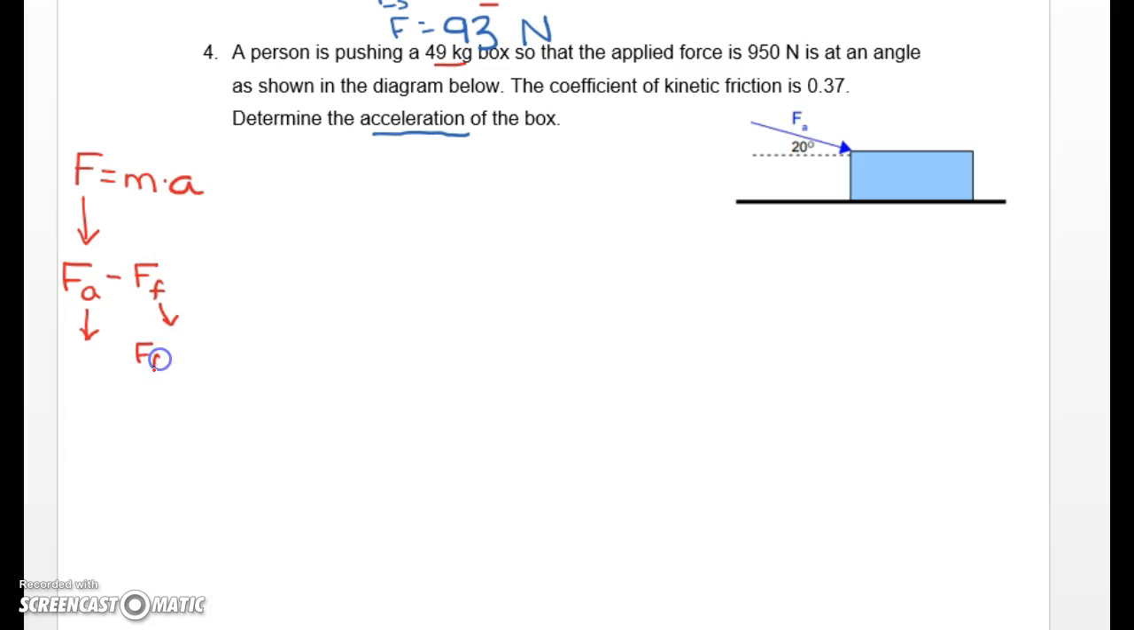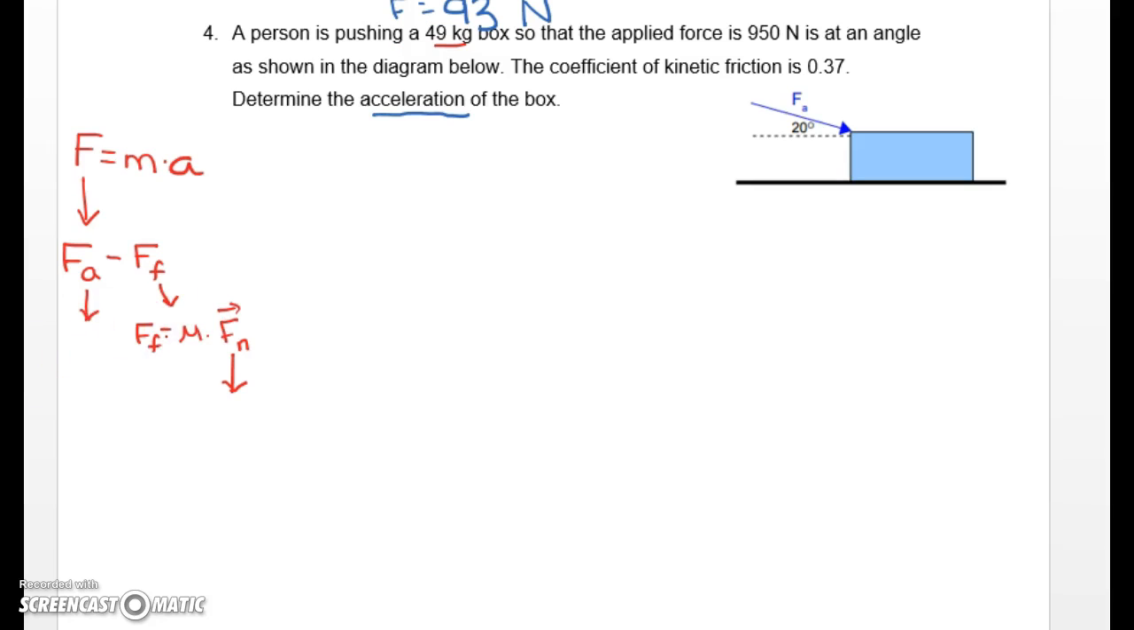So your frictional force is equal to your coefficient of friction, or in this case here, we're given the kinetic friction, which is the same thing, and multiply that by our normal force. So then you have to ask yourself, well, hey, are we given that normal force? And the answer to that is no, so we have to calculate that normal force.